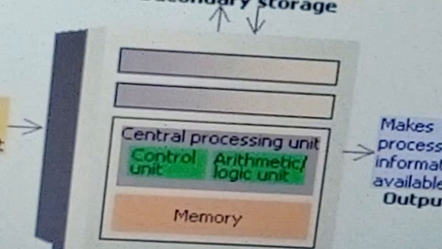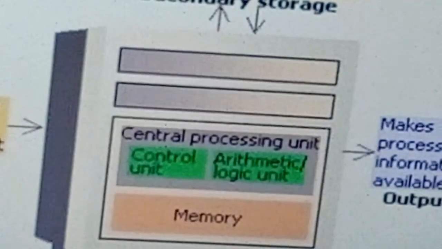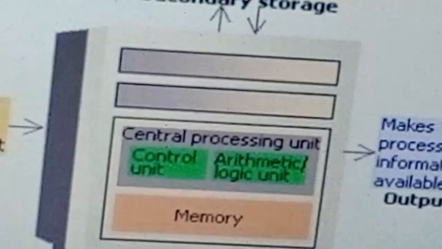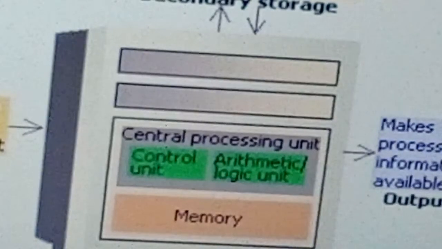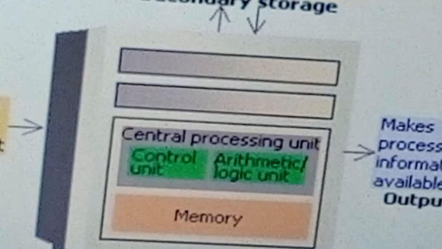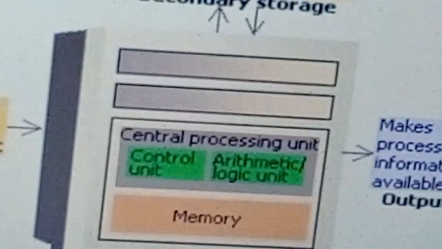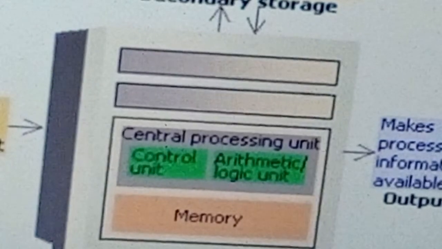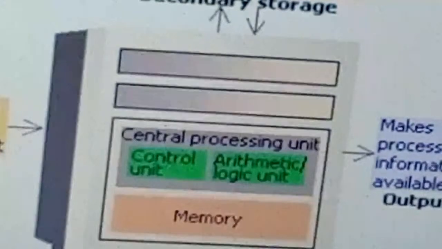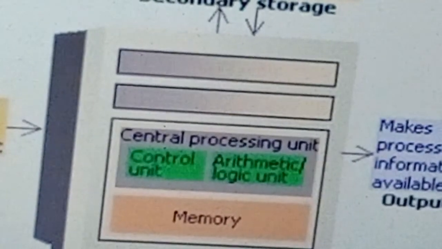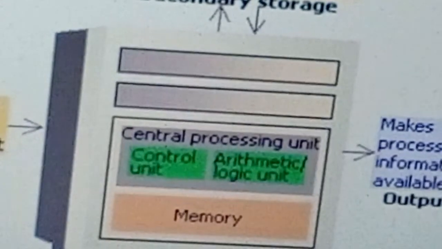Secondary memory refers to all external devices such as floppy disk, hard disk, magnetic tape, CDs, etc. These are generally slower than primary memory, but can store a substantial amount of data in the range of gigabytes and terabytes.